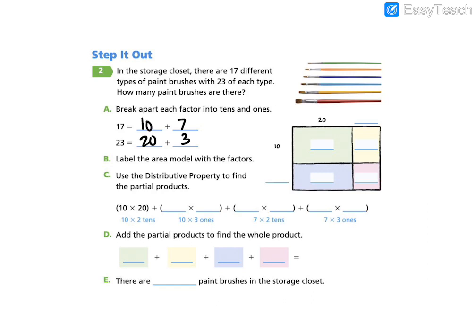We need to label the area model. You'll see it has 2 of our factors already written. We need to make sure that we're keeping them in the right spots. So it's not 13 and 27. It's 17 and 23. So now we're going to go ahead and use the distributive property to find the partial products. It has our first equation written here. 10 times 20.